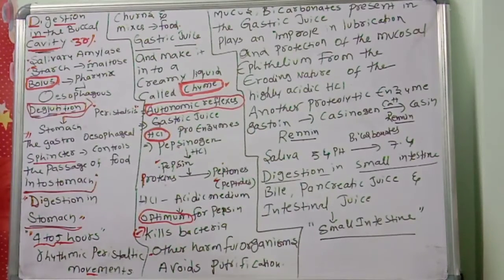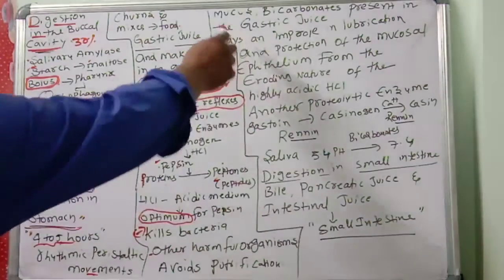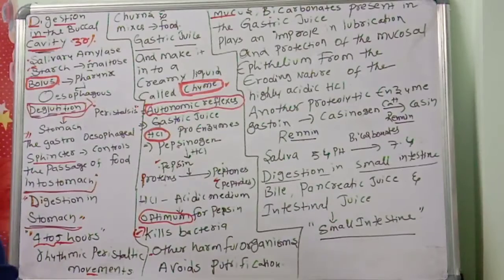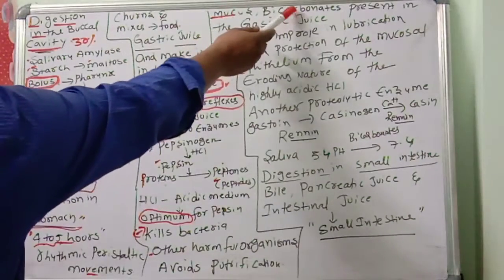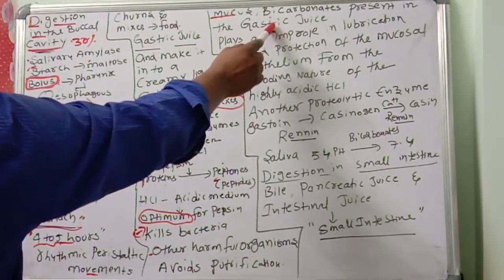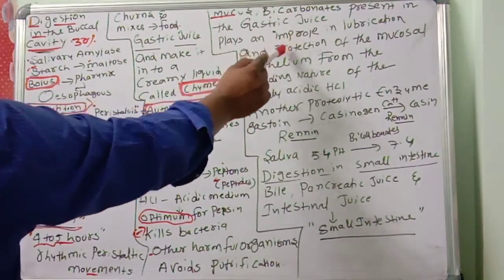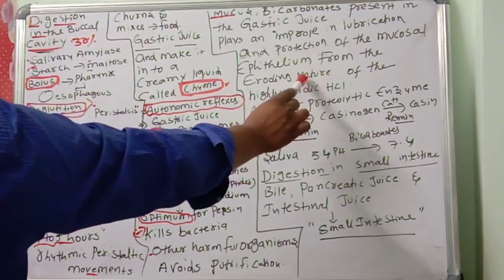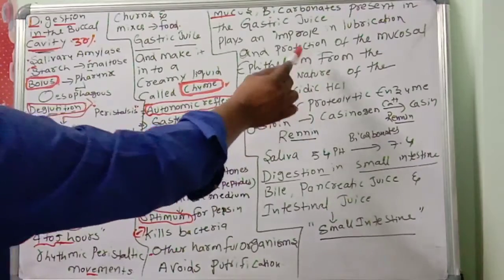Next, the mucus and bicarbonates present in the gastric juice play an important role in the lubrication and protection of the mucosal epithelium. So mucus and bicarbonates are present in the gastric juice, right? What is there in the gastric juice? Mucus and bicarbonates protect the mucosal epithelium from the eroding nature of the highly acidic HCl.